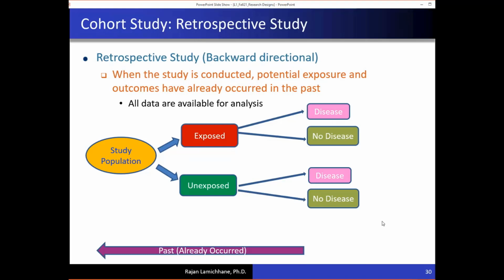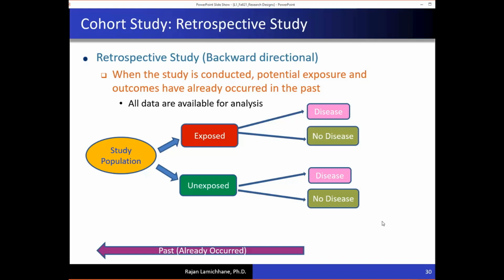Another study is called the retrospective study, or the backward directional study. In a retrospective study, you know all the information at hand. It means most of the data, the medical data, you already have. You can use this data, and you can see the cohorts and just find the cases in those cohorts.